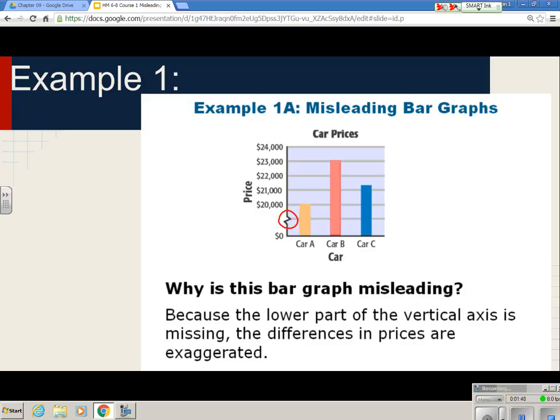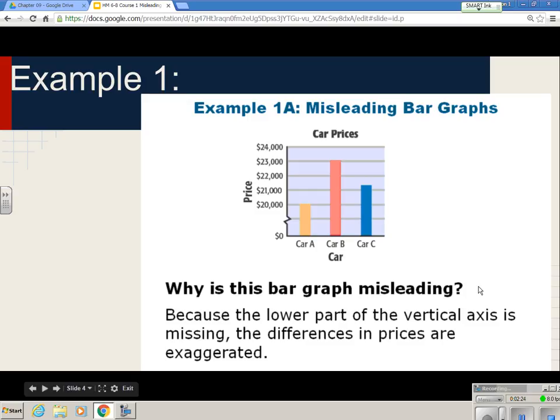If you look at the high end, which is the red one, you get $23,000. Car A is $20,000. So what's the difference between the high and the low? Only $3,000. But the graph is drawn to look really misleading. A lot of times for cars, this might be done by multiple companies to try to show that their car is a lot cheaper than the other car, when in reality, it's only a $3,000 difference. So that's how this is misleading.